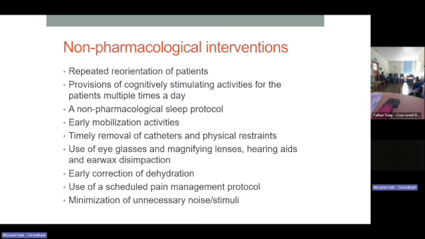Getting patients mobilized early, trying to take things like catheters out so they're not tied down, and making sure they have their normal aids like their normal glasses, giving them magnifiers if they need that to help them read, making sure they have their hearing aids, so that it can be very disorientating if you don't have those things and you normally rely on them. Making sure they're adequately hydrated, keeping them pain-free, and minimizing interventions.